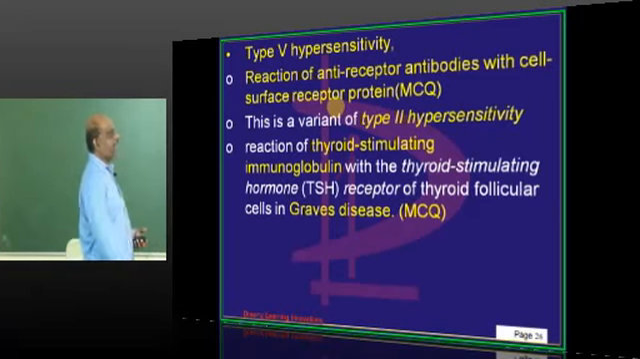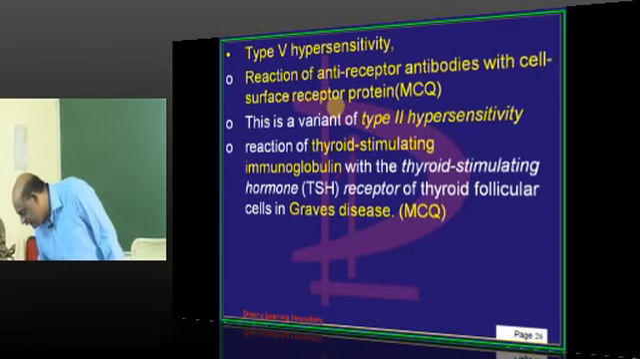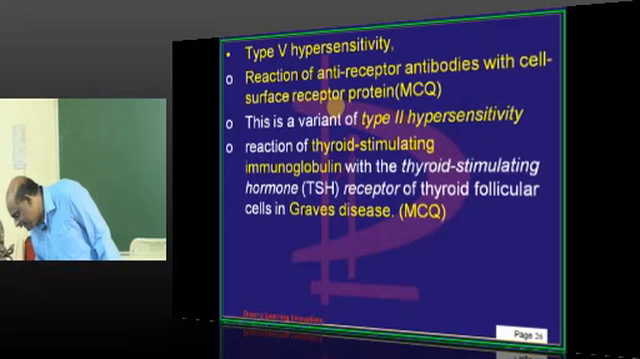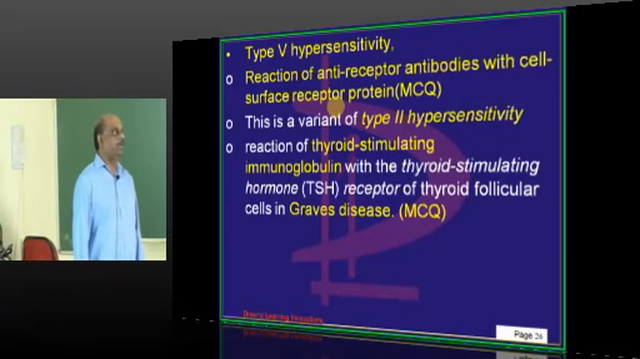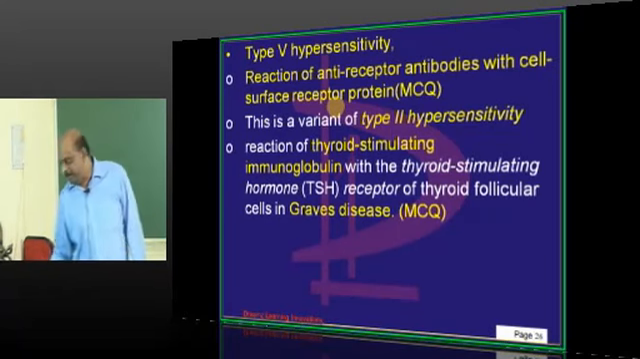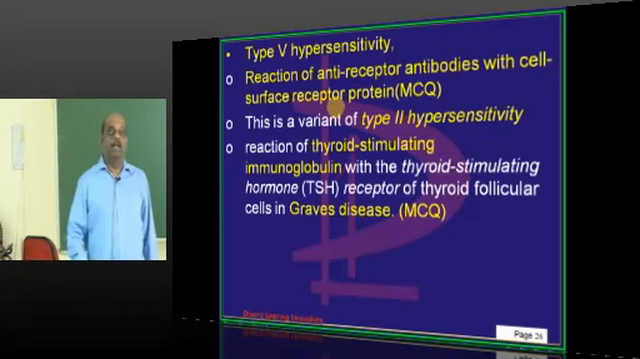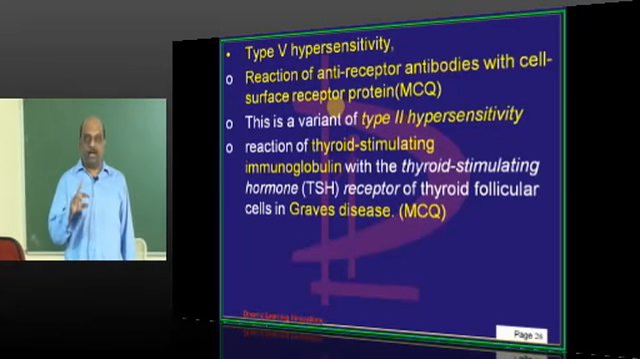Last but not the least is type 5 hypersensitivity. I think for Fahima and Anuja, the broadcast is getting interrupted, they say. Please check them. See, there are two possibilities where the broadcast can get interrupted, either because of your local system problem or our broadcast problem.